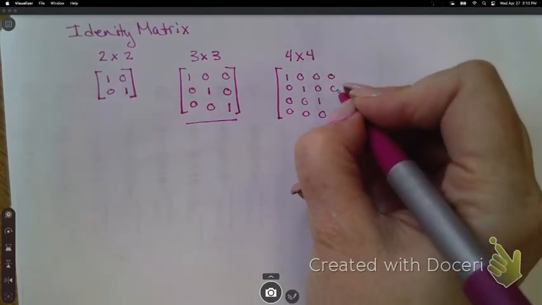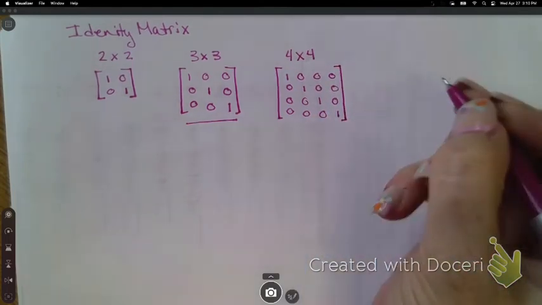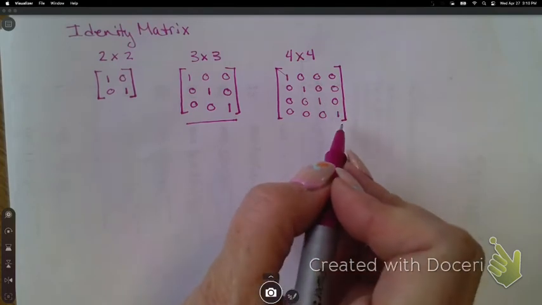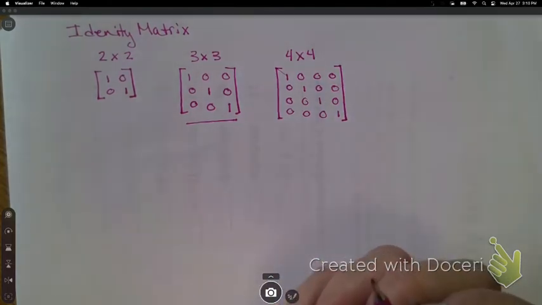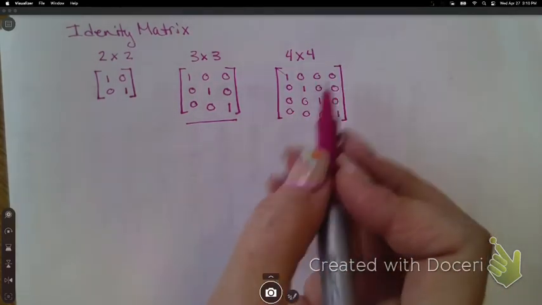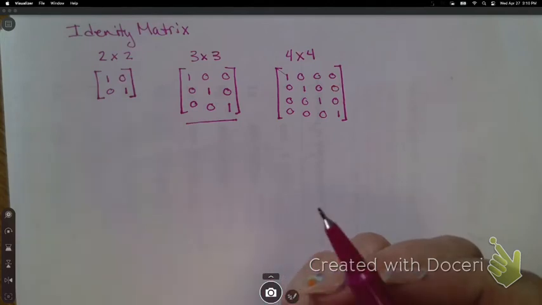She lost me on all the zeros, but I think she was right. So what do you notice about it? The ones just keep going in a diagonal. Okay, the ones are on what's called the main diagonal. Connect 4, you win. Yep. It's the main diagonal, and what's everywhere else? Zeros. Okay? So that is the identity matrix.